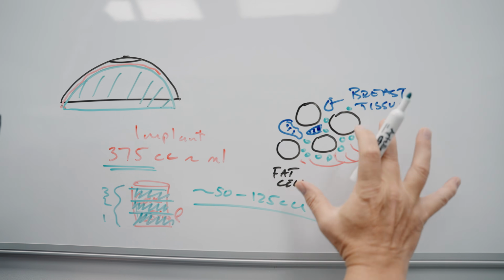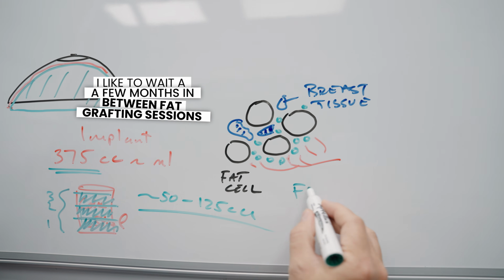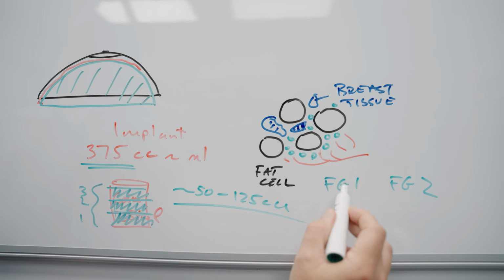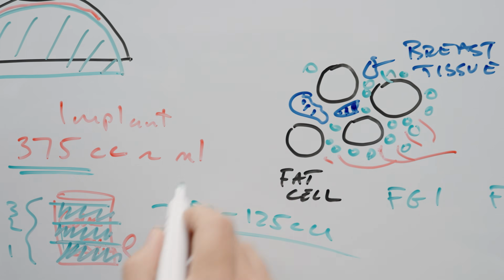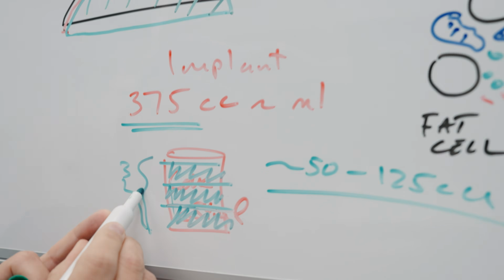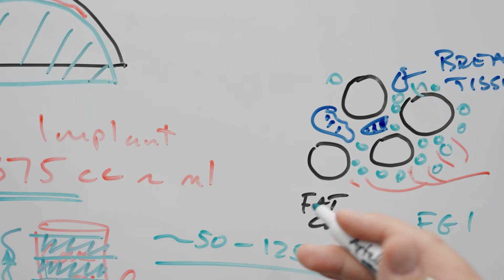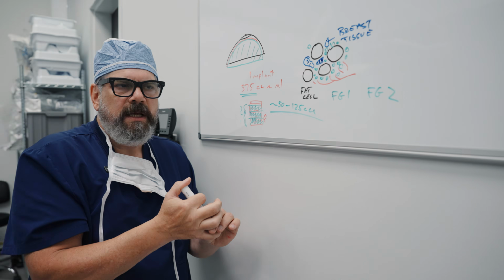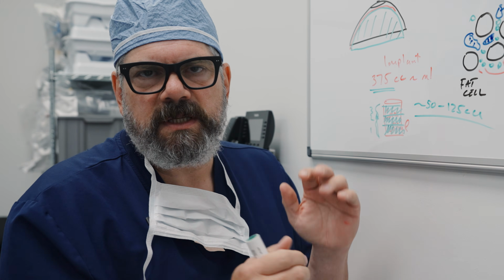Once that all gets established, and I like to wait a few months in between fat grafting sessions for that blood supply to establish, and then we go back in, and then I put more fat in that area. So that's how we can eventually start getting up there in terms of volume, but it has to be spaced out to allow all of that fat to survive and get a blood supply. So that's why you can't just say, I don't want an implant, let me get 400 cc's of fat. That's why it just doesn't work that way.